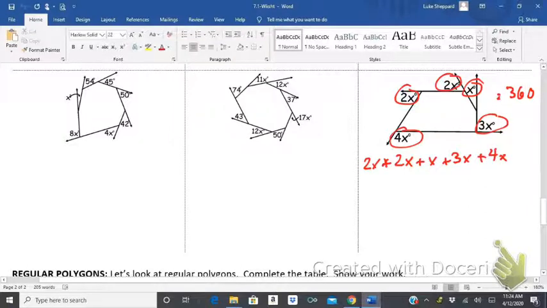Now again, I'm going to count the number of angles just to make sure I didn't miss anything. So there's 1, 2, 3, 4, 5 angles on the picture, and there are 1, 2, 3, 4, 5 angles down below. So what I'm going to do next is make sure that I combine all my like terms. Everything that has an x gets combined, everything that doesn't have an x gets combined. So all of these have x's, which means they all get combined. That's 2 plus 2 is 4, plus 1 is 5, plus 3 is 8, plus 4 is 12. So it's going to be 12x equals 360. Now I'm going to divide by 12, and I'm going to get x equals 3.